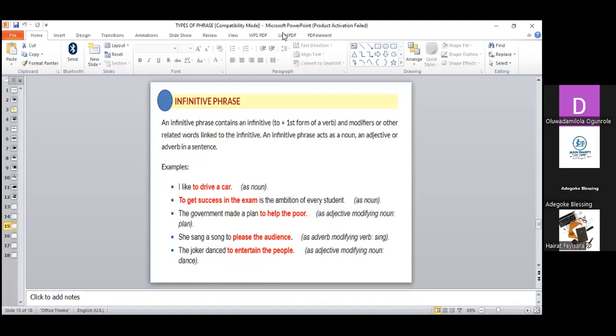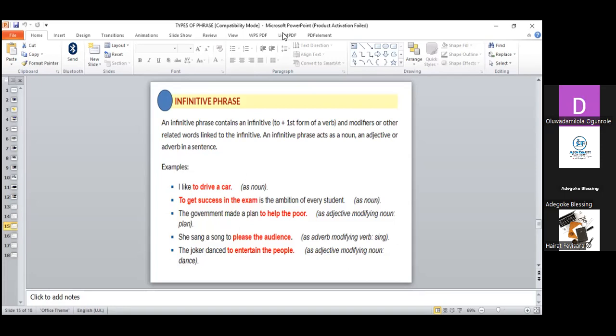Now, this newly formed phrase can act at the beginning of the sentence as the subject, which will be taken as a noun. It can act at the end of a sentence, which could be taken as a noun if used after the verb. Or it could be used as an adjective to modify a noun, give us more information about the noun, or work as an adverb to modify a verb.